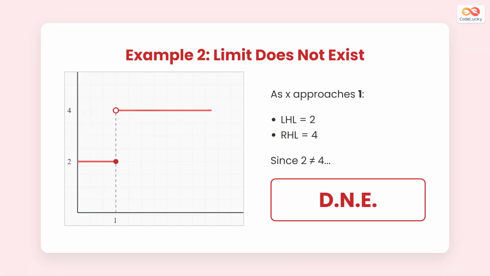Now consider a scenario where they disagree, often called a jump discontinuity. Approaching x equals 1 from the left, we land at a height of 2. But coming from the right, we approach a height of 4. Because 2 does not equal 4, the connection is broken and the limit does not exist.